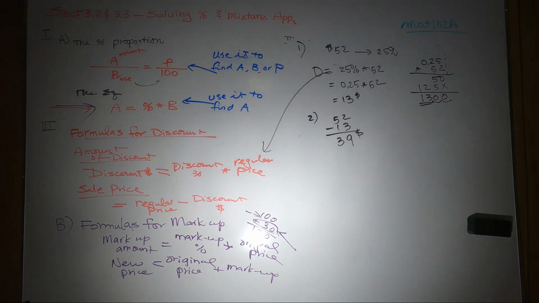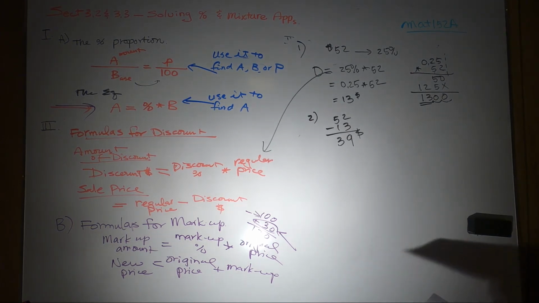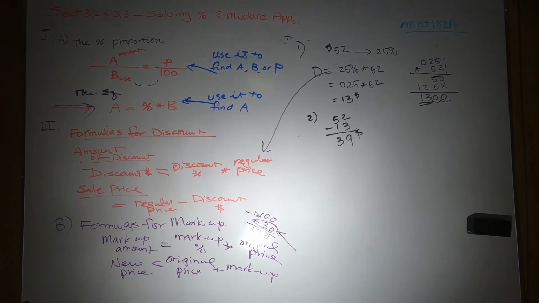So let's see some examples. Say a retail store marks up their merchandise by 85% to get their sale price. That means on $100, they mark up 85%, which is $85, so their new price would be 100 plus 85, which is 185. That's what I mean.